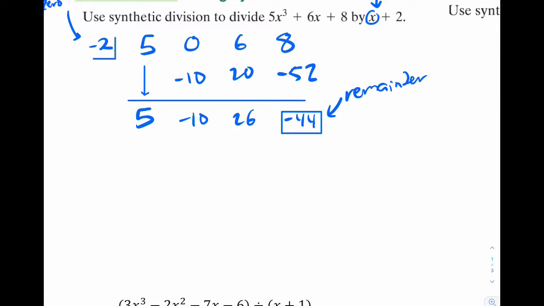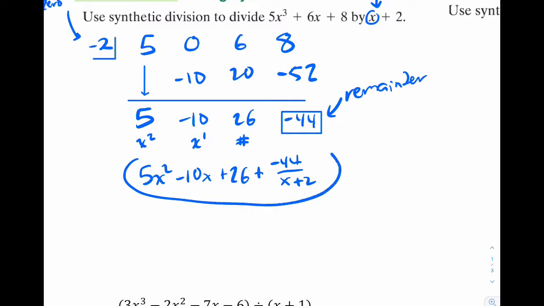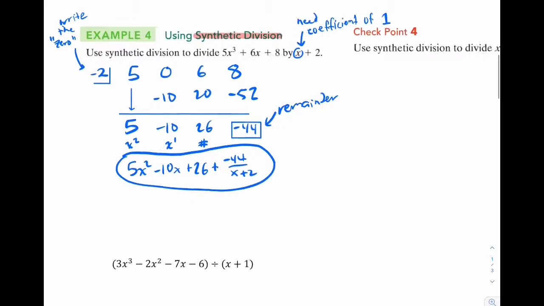So what you do is the last number is your remainder. This number is your constant. So think of it as like a regular number. The next one is x to the first power. The next one is x to the second power. And it would just keep going up if you had more terms. So the answer here would be 5x squared minus 10x plus 26 plus negative 44 over x plus 2. The exact same thing.